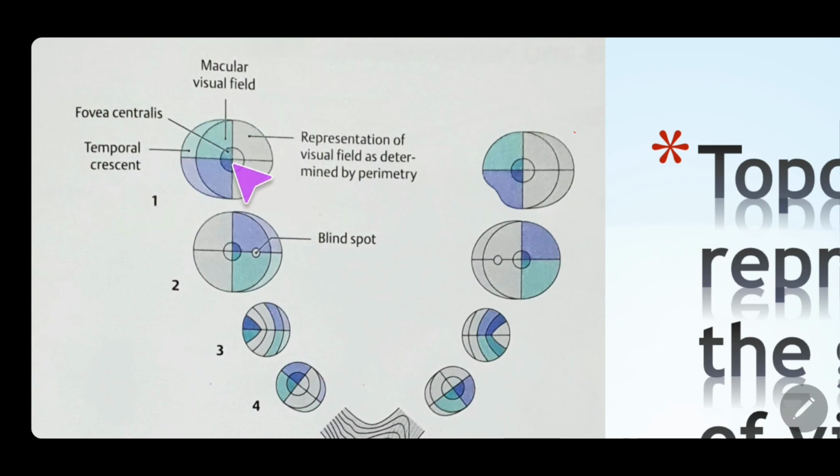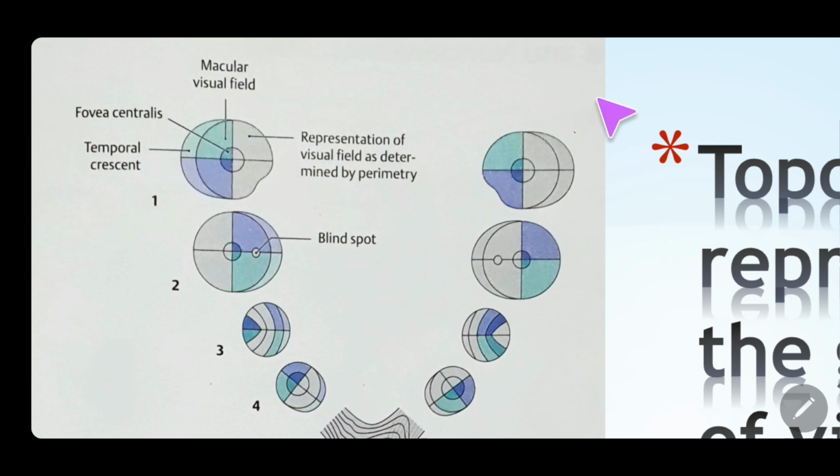One is the macular portion. Then this one is the brightest vision. I'll mark everything in this diagram. So this is the area of the fovea centralis, right. Then this is the area of the macular field of vision, and this is the temporal crescent, which is monocular vision, which can only be seen with the left eye.